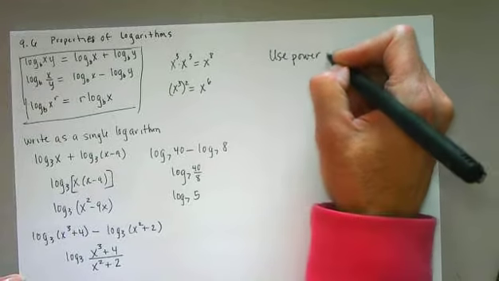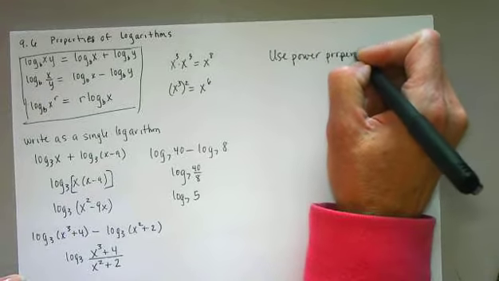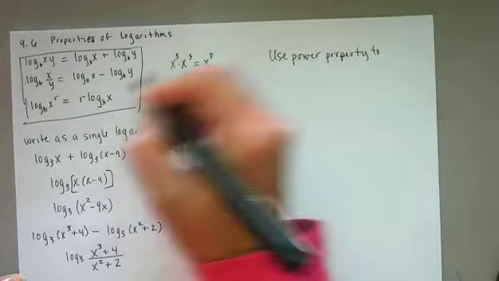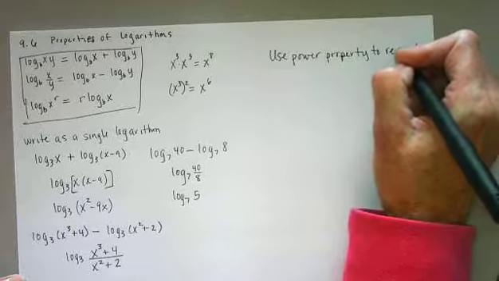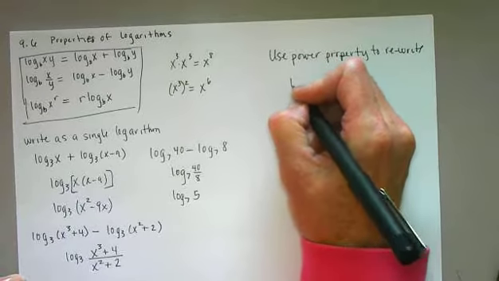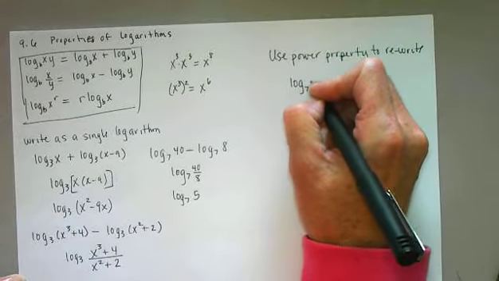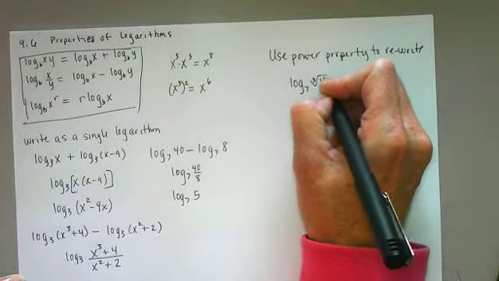The last, in addition to that, they'll have you practice the power property. So they'll say use that power property to rewrite, just to make sure, because you notice we haven't used that one yet. So it can look like this. You could see, I'll give you a tricky one. Log base 7 of the cube root of 4.